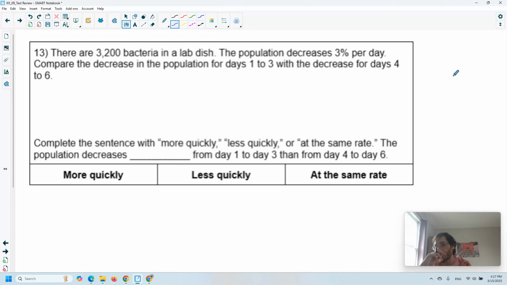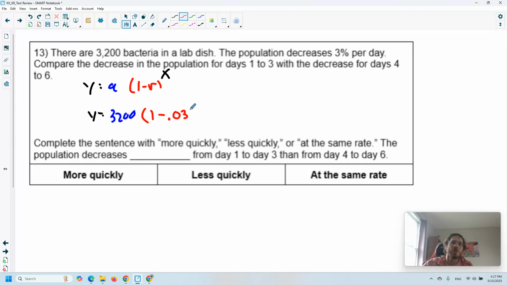For 13, it says there are 3,200 bacteria in the lab dish. The population is decreasing at 3% per day. So again, we want to set this up. y equals a, this amount at the start, and we're decreasing, so 1 minus r to the x power. So y equals a, our initial amount, is 3,200, times 1 minus 0.03, and then we're going to the x power. Okay, so that's our equation.